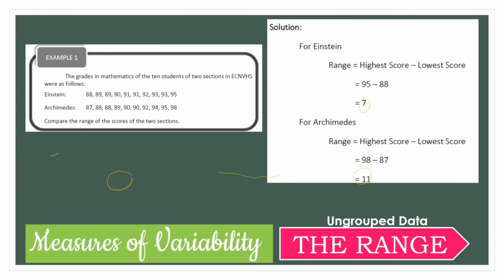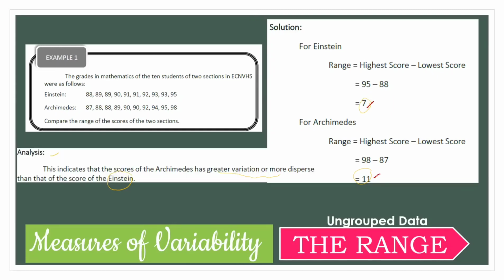From that, what can we infer? Here is the clearer solution, and we have the same answer. The range for section Einstein is 7, and the range of the grades of section Archimedes is 11. We can then say that the scores of the Archimedes section have greater variation, or are more dispersed, than those of Einstein, since the range is greater than that of the other one.